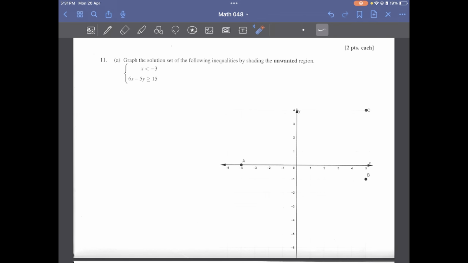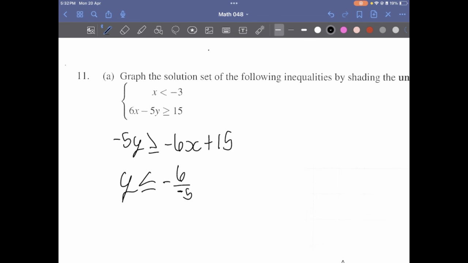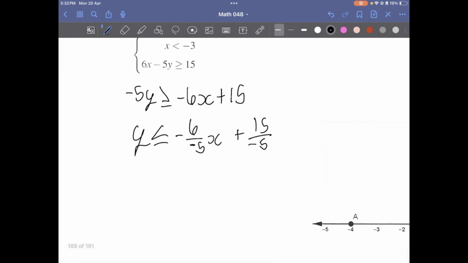So what we're going to do is, the second equation we're going to solve for y. So that's 5y greater than or equal to negative 6x plus 15. Divide both sides by 5. y is less than or equal to negative 6 over negative 5x plus 15 over negative 5. Simplify. y is less than or equal to 6 over 5x minus 3, right?